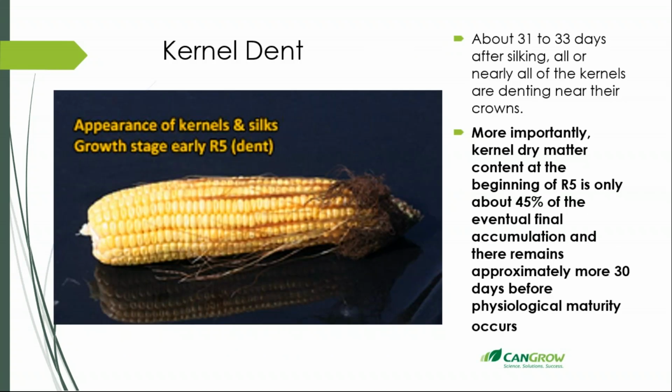So dent is about 31 to 33 days after silking. All the kernels are denting near the crowns. And here's the key point that we want to take.